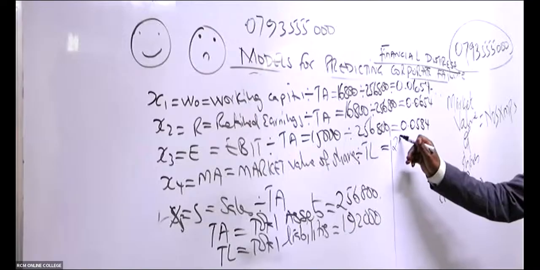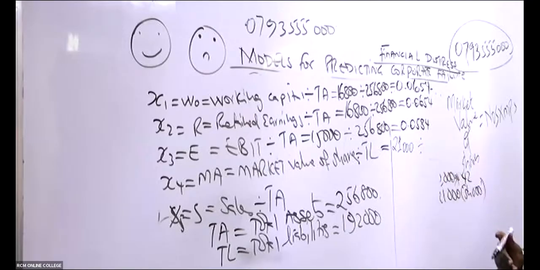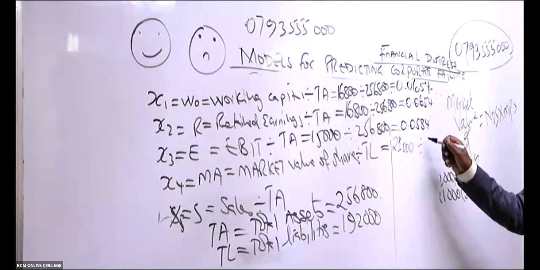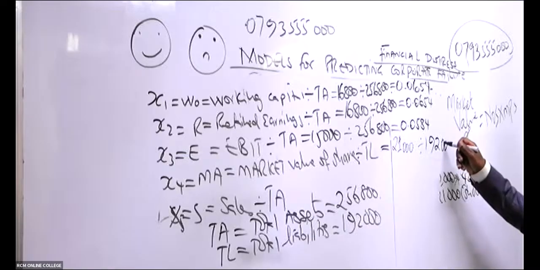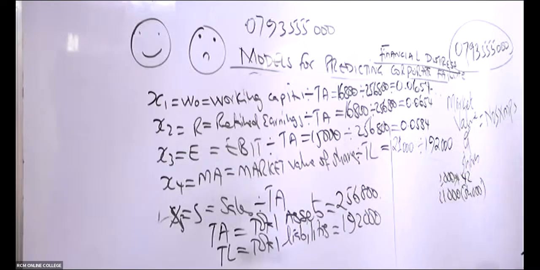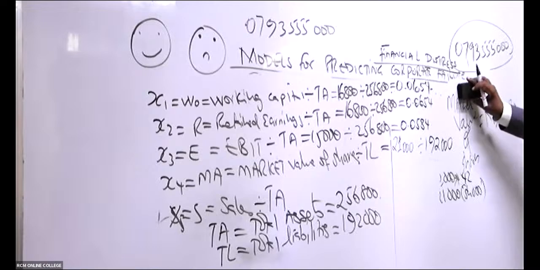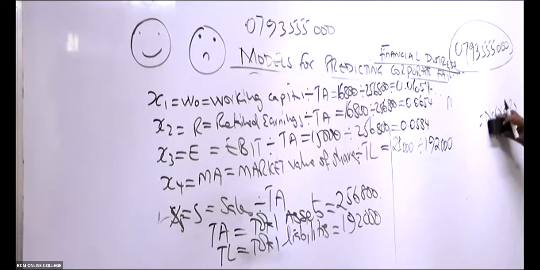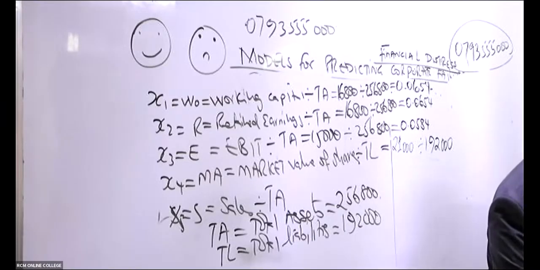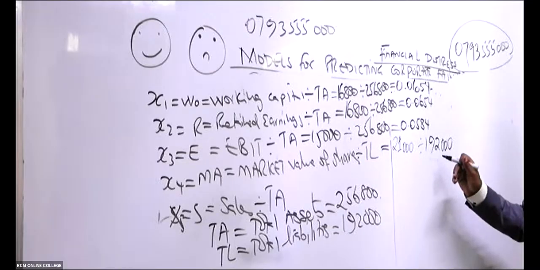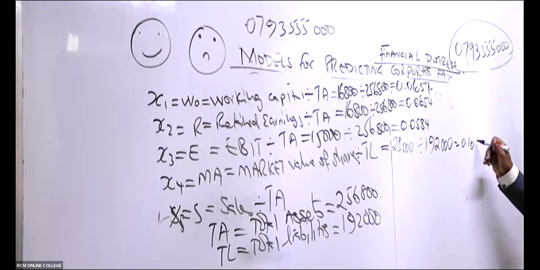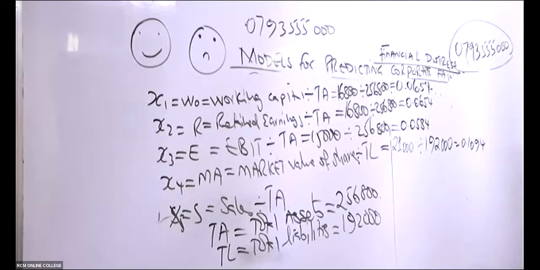We divide this by total liabilities, which are how much? 192,000, yes. 21,000 divided by 192,000 will end up giving us 0 point something, 0.0194. Thank you so much.